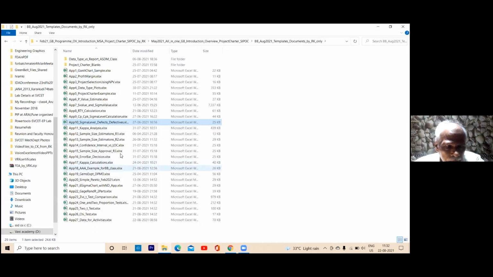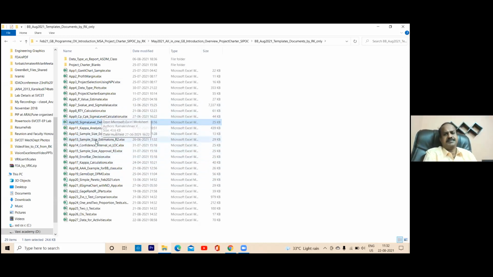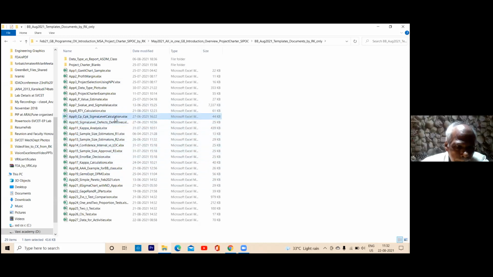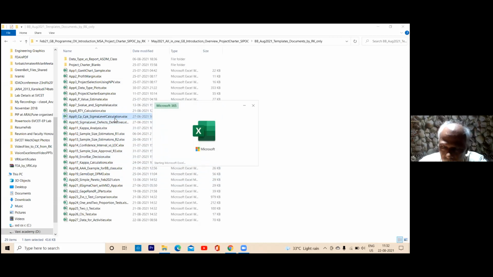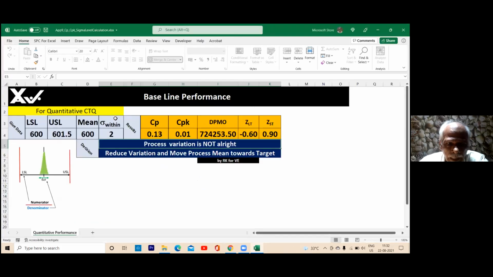Now, what I will tell you is, I want to show you this important thing: quantitative data also. For quantitative data, I will show you the sigma level. After that, I will go to the basics and show you the table. Yes. Here it is the CP-CPK. How CP is calculated is given here. Numerator by denominator is CP. You can do that yourself.